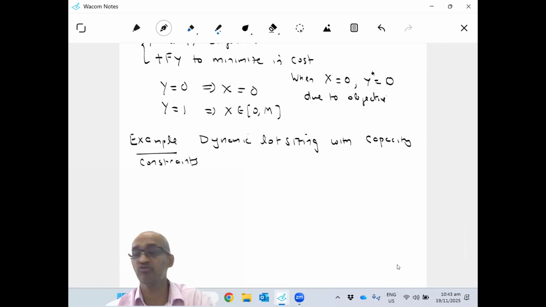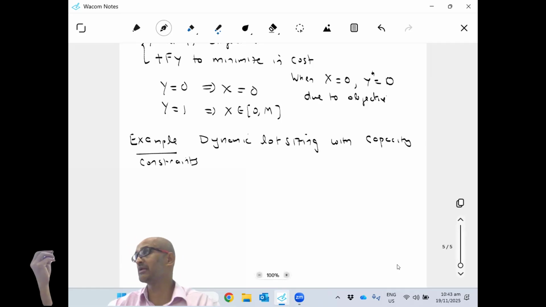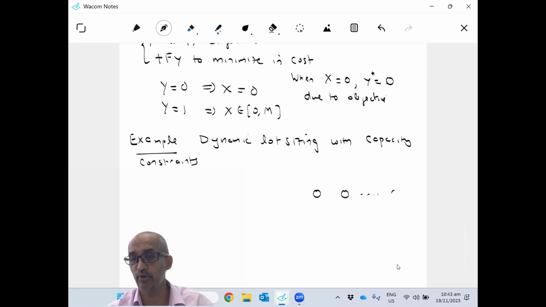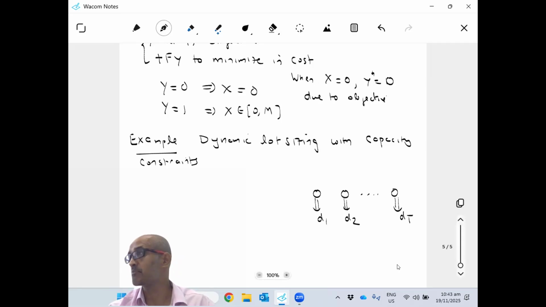Okay. So what are capacity constraints? Remember in dynamic lot sizing, there are two types of costs. If you remember the problem, what are you doing in lot sizing? You have a set of time periods. You have demand in each time period. You are deciding in each time period to produce in that time period or carry inventory from the earlier time period to satisfy demand.